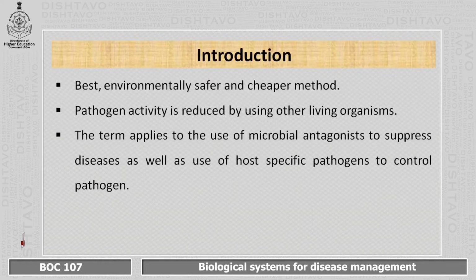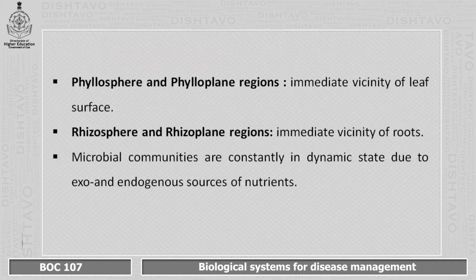Introduction. The biological control method is the best, environmentally safer and cheaper method. Pathogen activity is reduced in this method using other living organisms. This term applies to the use of microbial antagonists to suppress disease as well as the use of host specific pathogens to control pathogens. Now there is the phyllosphere and phylloplane region, which is the immediate vicinity of the leaf surface.